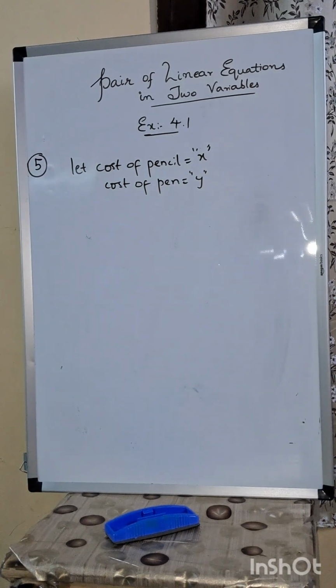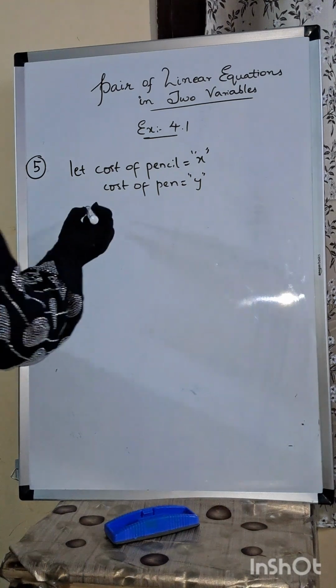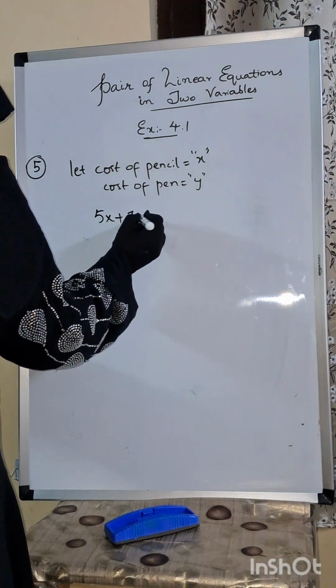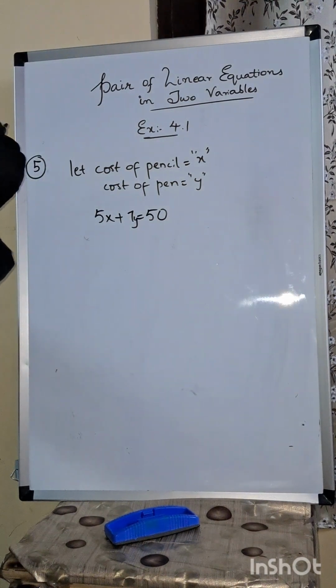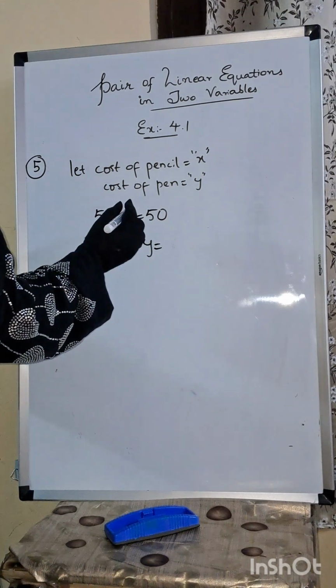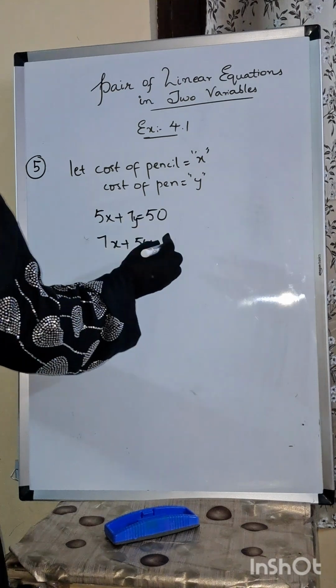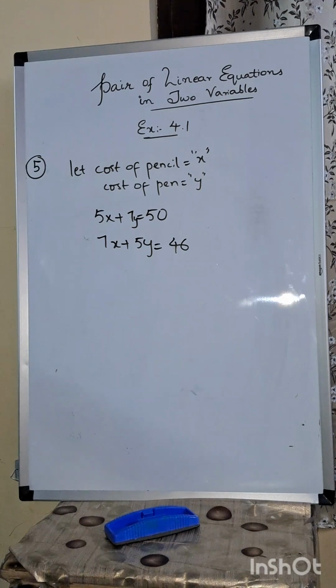Okay, so from the question, 5 pencils and 7 pens together cost 50 rupees. It means 5x plus 7y, sorry, is equal to what? 50. And then 7 pencils and 5 pens means 7x plus 5y is equal to how much? 46. We have to find out the value of x and y. This we can solve by any method, not only with graphical method. We can use the substitution method also. Let us use substitution method here.